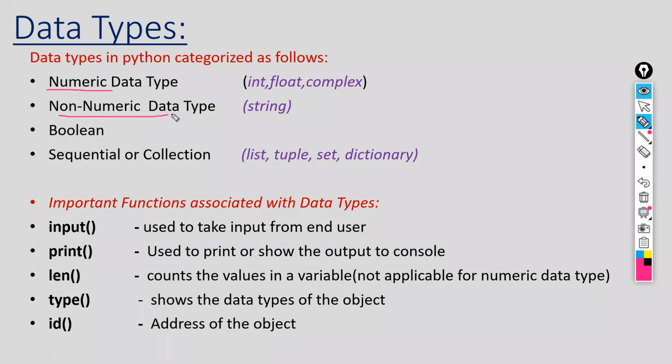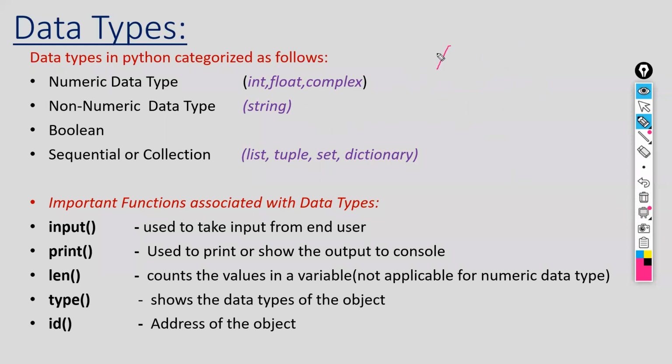And non-numeric data is string. String means characters, alphanumerical values. Let's take hello. This is string data type. World. This is string data type.